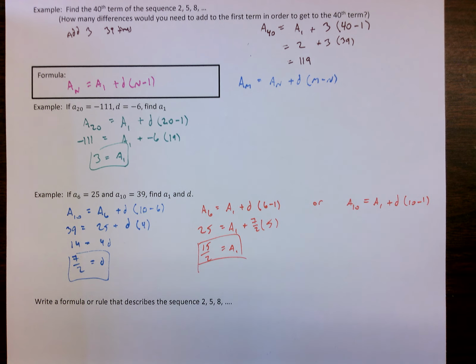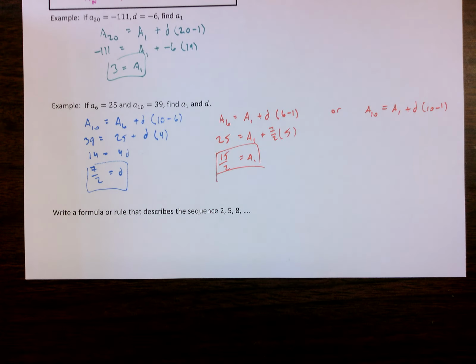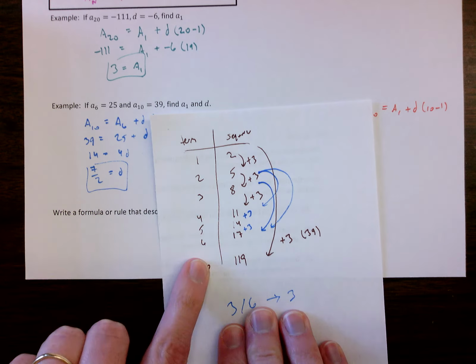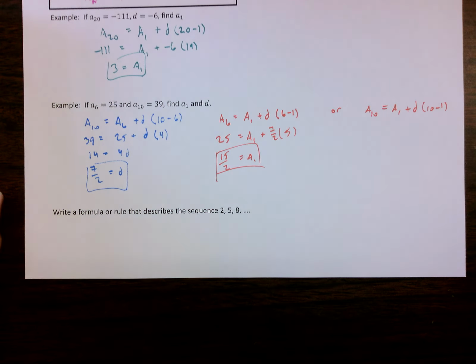And what we're going to do last is we're going to take a look at this one and say, well, let's write a rule for this function, right? This function that we set up as a table here, I want to write an equation for this function. Okay, so how do we do that?